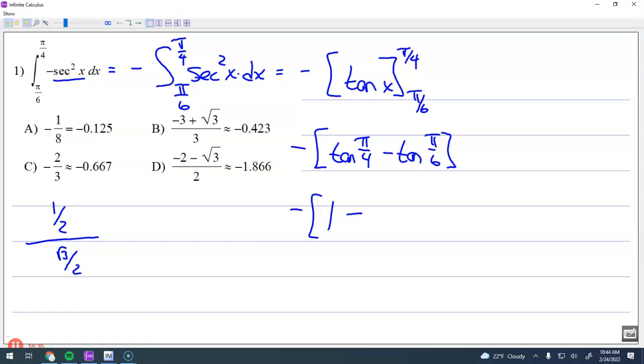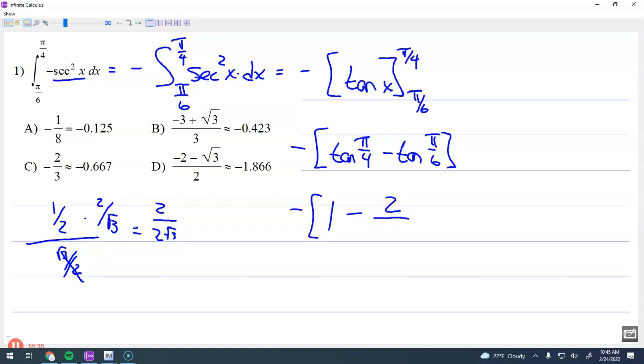And then we don't divide fractions. We flip over the bottom and we multiply. So I'm not going to divide by the square root of 3 over 2. I'm going to multiply by 2 over the square root of 3. And I go straight across. So 1 times 2 is 2. 2 times the square root of 3 is 2 times the square root of 3.